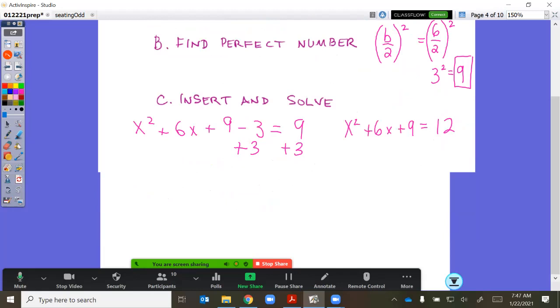Okay, and then go ahead and solve. That means you're going to need to factor that perfect square. And lucky for you, you can still look back and see where you found your perfect number.